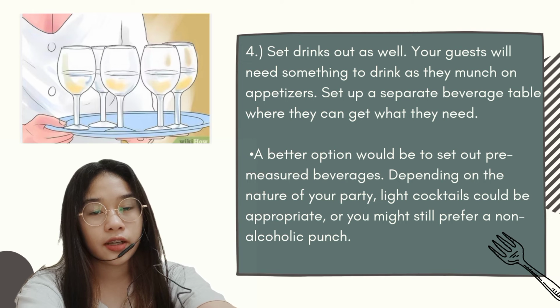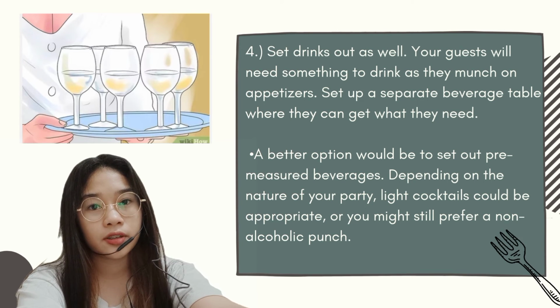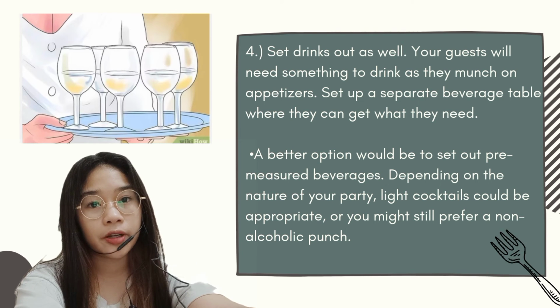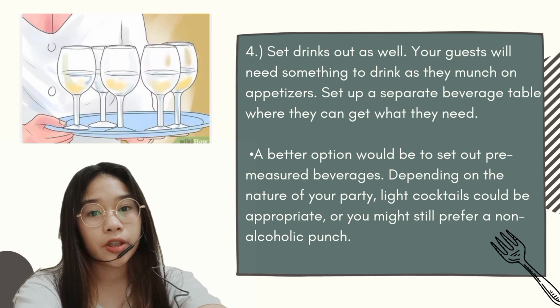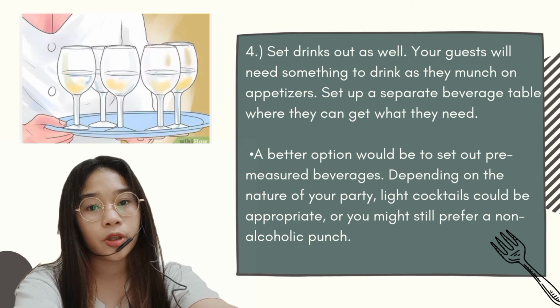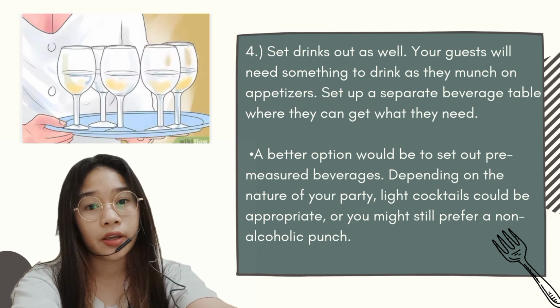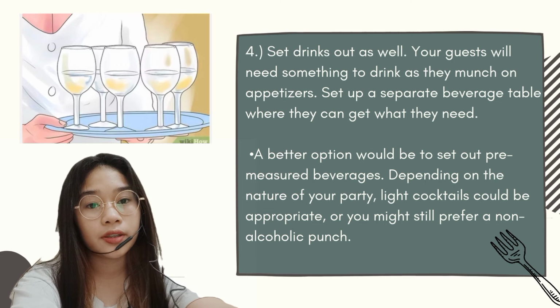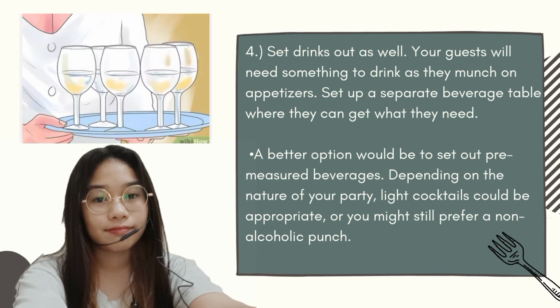Number 4, set drinks out as well. Your guests will need something to drink as much as they need an appetizer. Set up a separate beverage table where they can get what they need. A better option would be to set out pre-measured beverages depending on the nature of your party. Light cocktails could be appropriate, or you might still prepare a non-alcoholic punch.